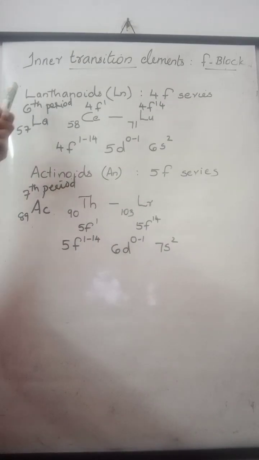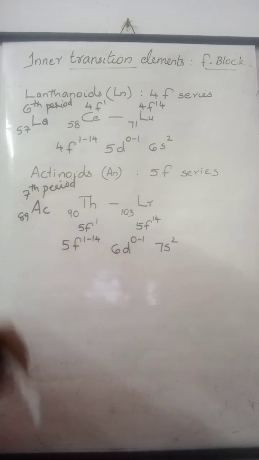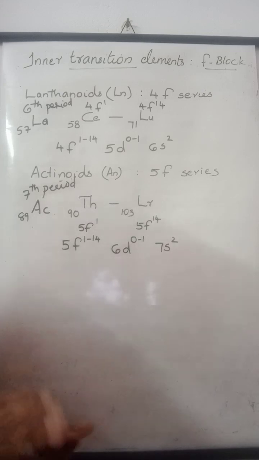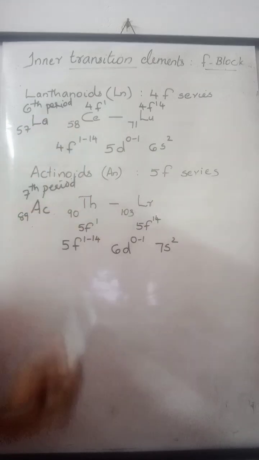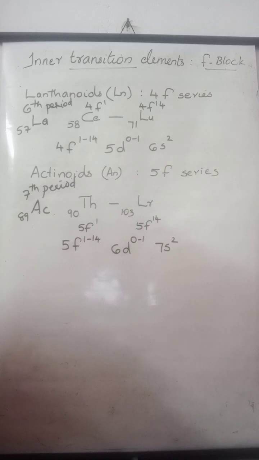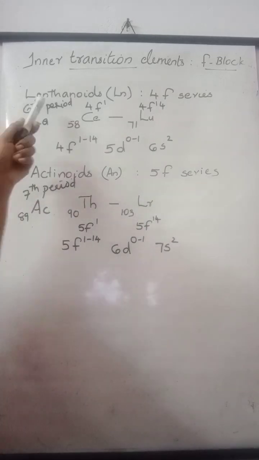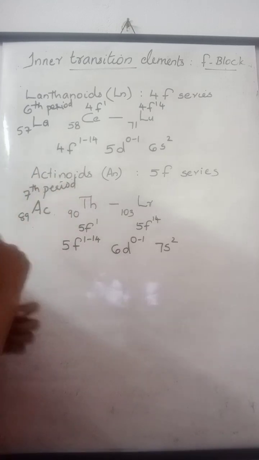So lanthanoids and actinoids are actually 6th and 7th period elements. In order to reduce the length of the periodic table, they have been taken from the main periodic table and arranged at the bottom in two rows. First row lanthanoids, second row actinoids, the 4f series and the 5f series. And the electronic configuration of lanthanoids, as we told, 4f atomic orbitals are filled with electrons.